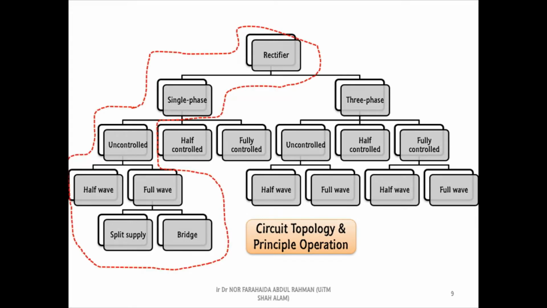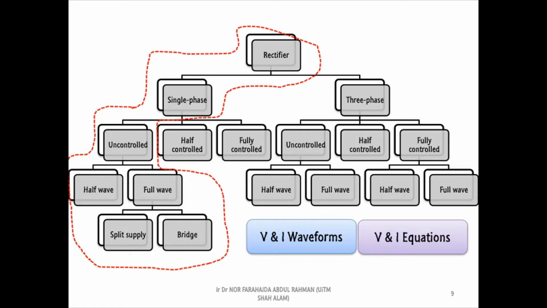In the last video, I explained the circuit topology and the principal operation of single-phase uncontrolled rectifiers. As the continuity of those topics, I will teach you how to sketch voltage and current waveforms of the rectifiers. These waveforms are essential to verify the performance or the operation of the rectifiers in converting AC power to DC power. You can sketch this waveform using voltage and current equations obtained from the equivalent circuits of the rectifiers.